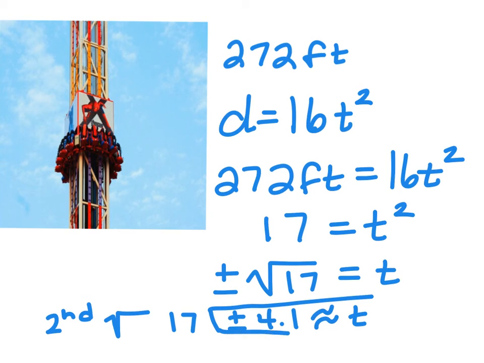So the final answer for this problem is plus or minus 4.1 is approximately equal to t. We can't say equal to because we know it isn't perfectly equal. 17 is not a perfect square. So we have to put approximately equal.